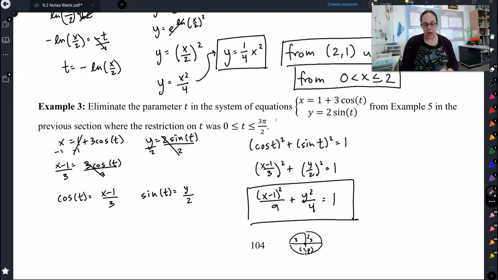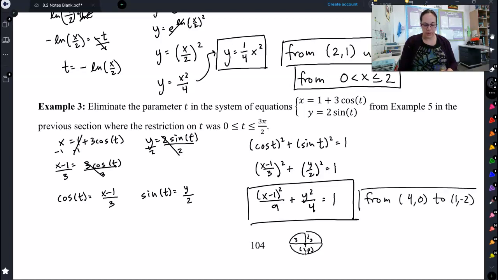Now, same thing as before, I only want a portion of this ellipse. So I am going to describe in words what portion of the ellipse I want. So I only want from, let's see, what was our starting point? 4, 0 to 1, -2. Those were the points that I wanted from. So I only want from this to this. And that helps me describe which portion of the ellipse I want in these equations.